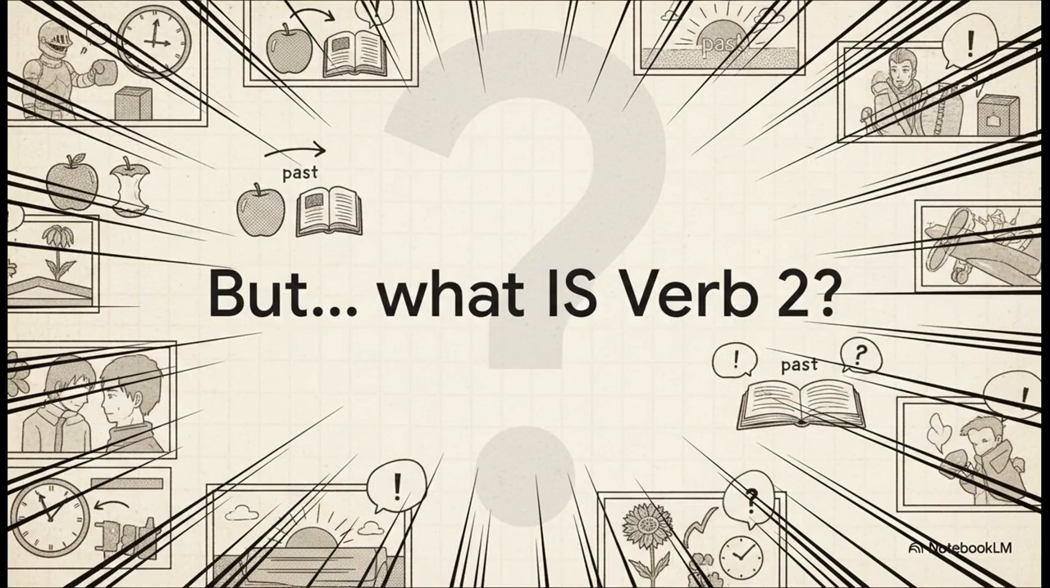Easy. But I can hear you asking, wait a minute, what is verb 2? That is a fantastic question. Verb 2 is just the past tense form of a verb. And it actually comes in two different types. Let's check them out right now.